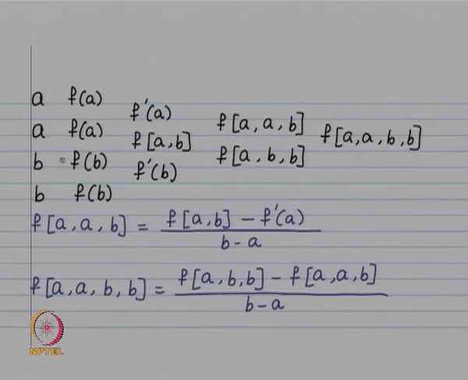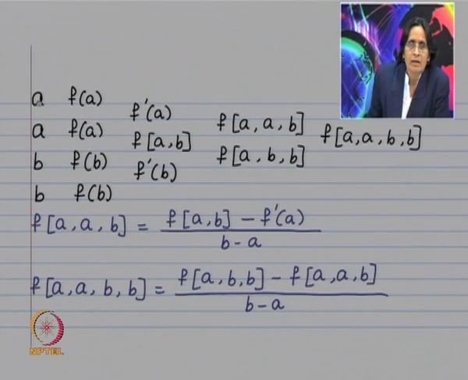So, here is a divided difference table. A repeated twice, b repeated twice. These are the function values. The divided difference corresponding to this will be f dash a. The divided difference based on a b will be f a b, and divided difference based on b b, that is f dash b. Next, f of a b is f of a b minus f dash a divided by b minus a.